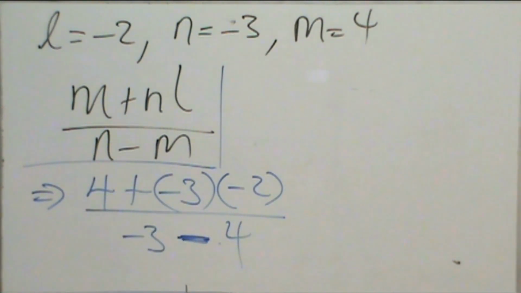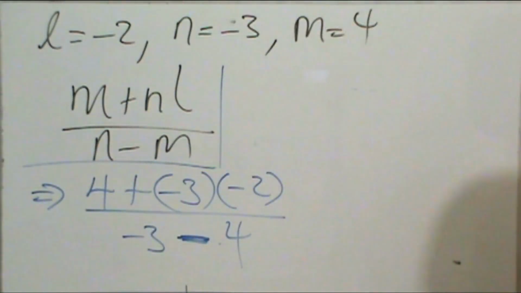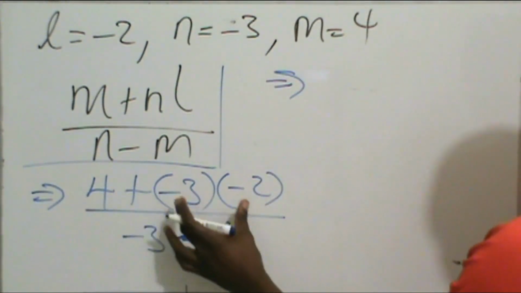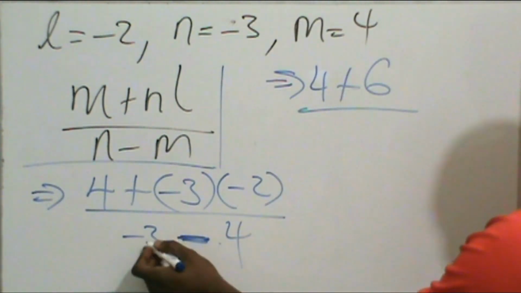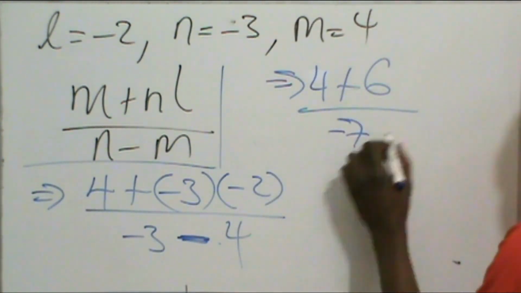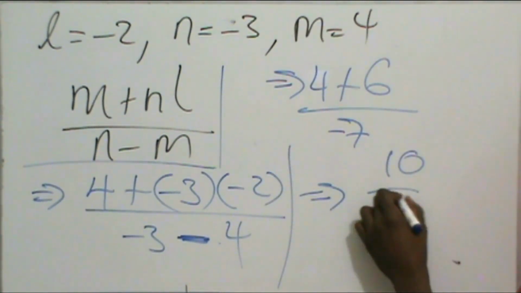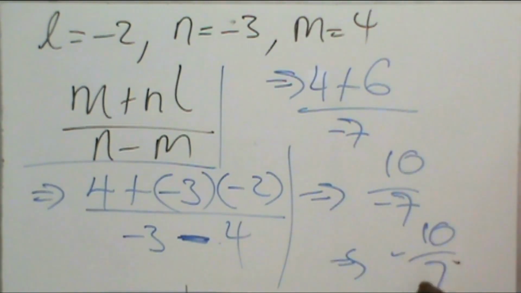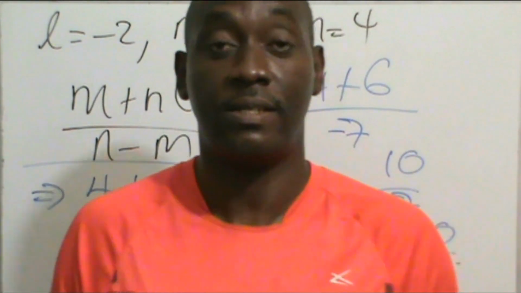Alright? So when you put that, the next step now would be, let's see, coming up here now. Alright? 4 plus minus 3 by minus 2 is plus 6. 4 plus 6 over minus 3 minus 4 is minus 7, which is to say now that the answer will be 10 over minus 7. So the final answer will be minus 10 over 7. Alright? Simple and straightforward as that. That is as simple and straightforward as it is.